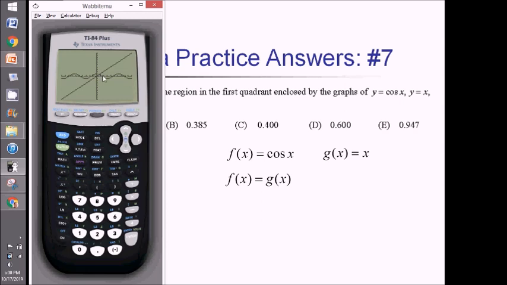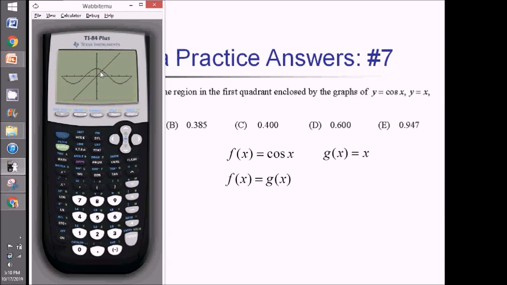So I'm going to do zoom 4. That just gets me a little bit closer. And now I should have a pretty good picture of the area I'm looking for. So it's going to be this area right here that's between the y-axis and our two curves. So in order to find that, let me get my limits of integration. Let me get my intersection between these two functions.